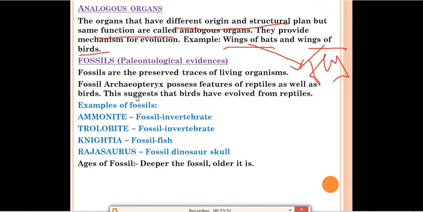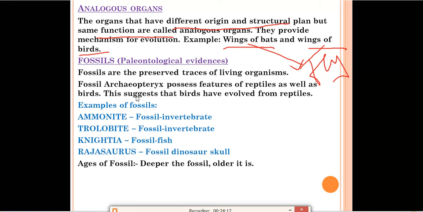First of all we should know what fossils are. Fossils are the preserved traces of living organisms. When living organisms die, what will happen? If their preserved traces are present in the environment, those are called fossils. Their last traces will be seen in the environment. So these are the preserved traces of living organisms.